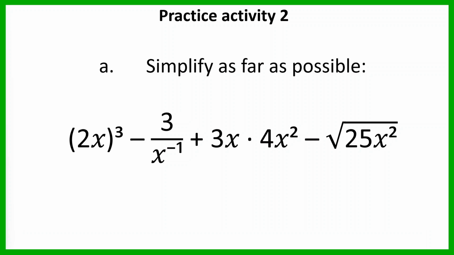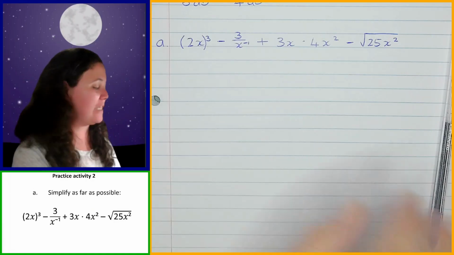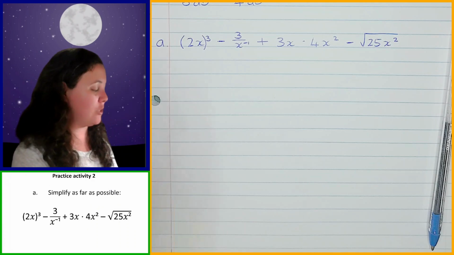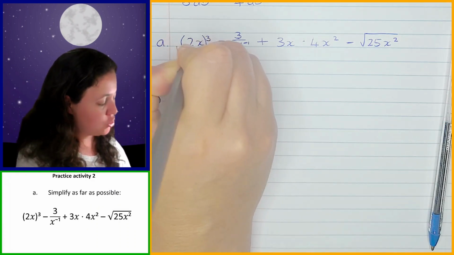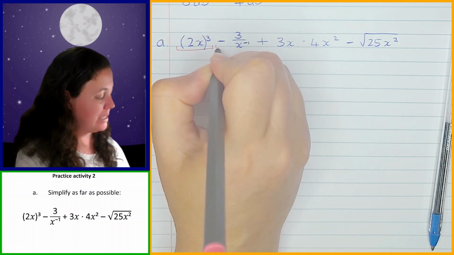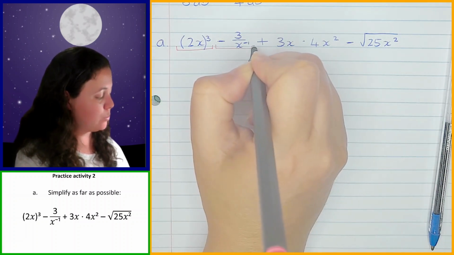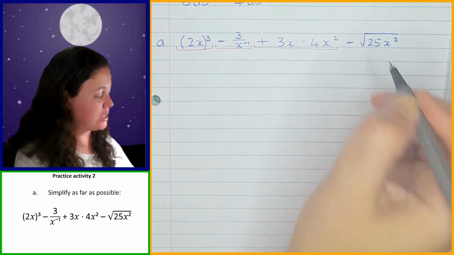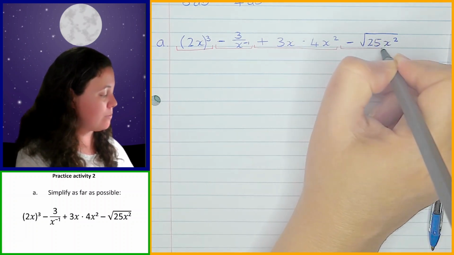Okay, so let's go through that question and see what you should have got. So the first thing I need to do is identify where my terms are. So I've got a term over here, 2x in brackets cubed. Then my next term is from this minus up to just before the plus. Then the next one is from the plus up to before the next minus over there. And then the last term is from the minus to the end.